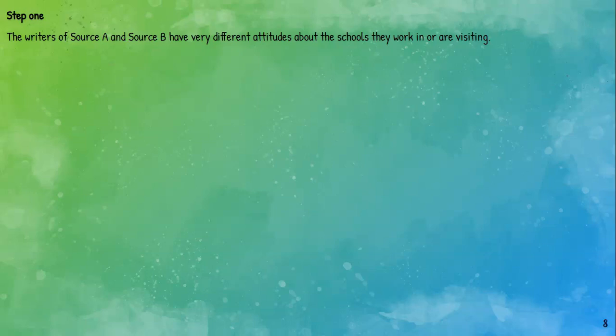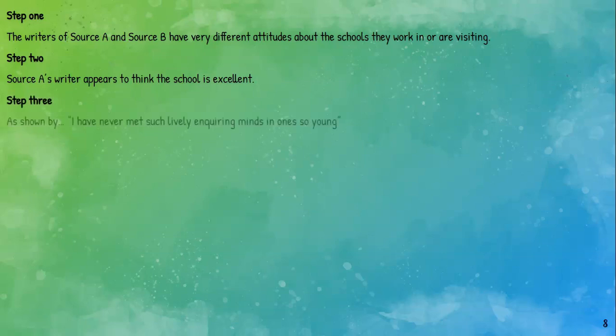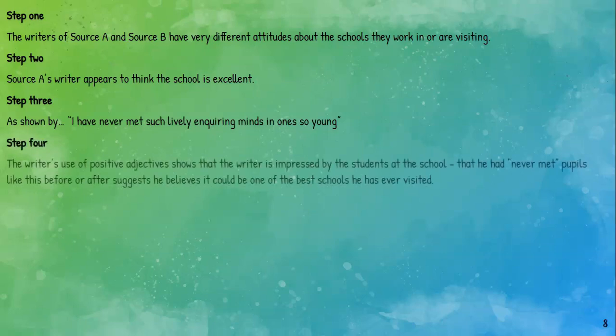So step 1, the writers of source A and source B have very different attitudes about the schools they work in or are visiting. Step 2, source A's writer appears to think that the school is excellent. Step 3, this is shown by this quote, "I have never met such lively inquiring minds in one so young." Step 4, the writer's use of positive adjectives shows that the writer is impressed by the students at the school. That he had never met pupils like this before or after suggests he believes it could be one of the best schools he has ever visited.